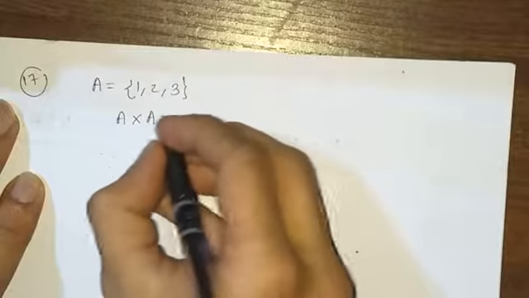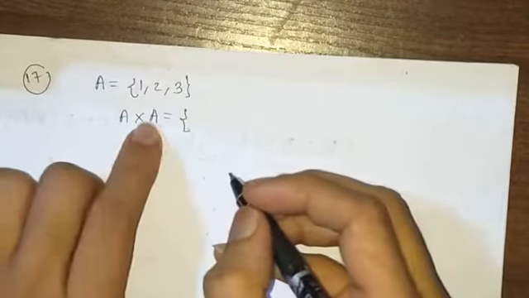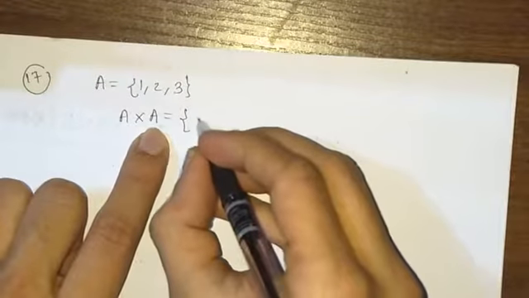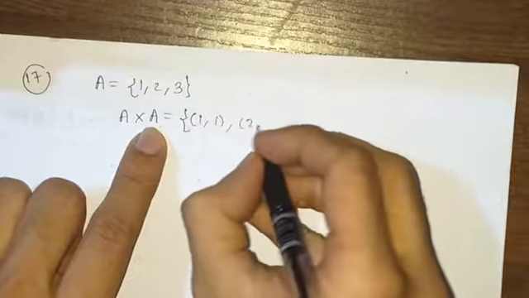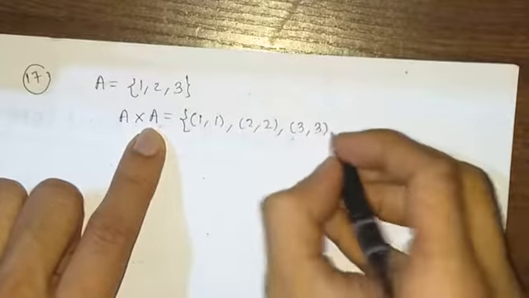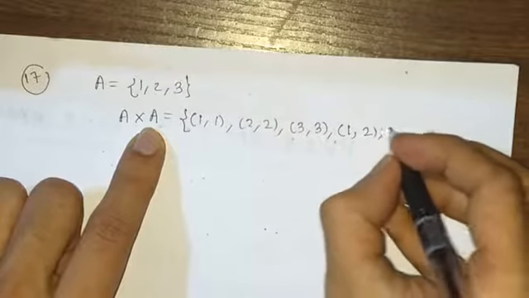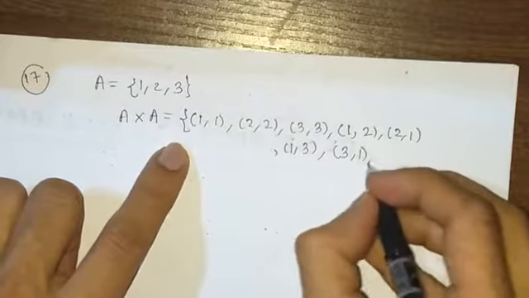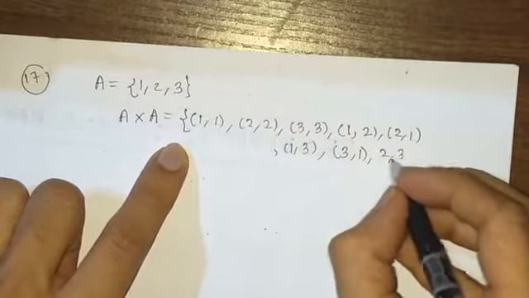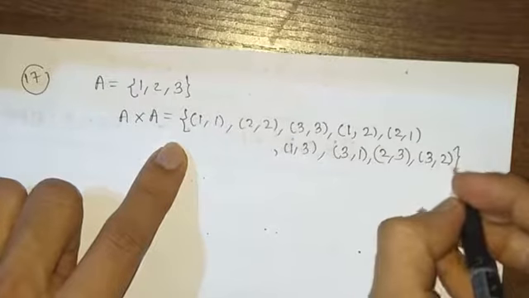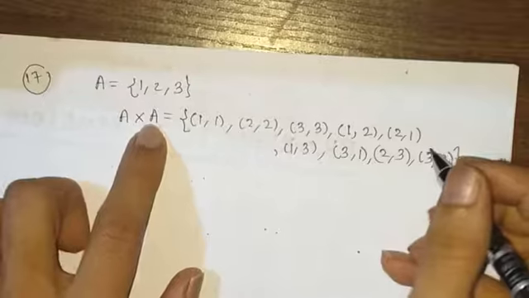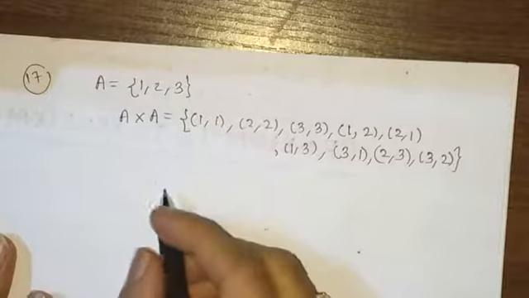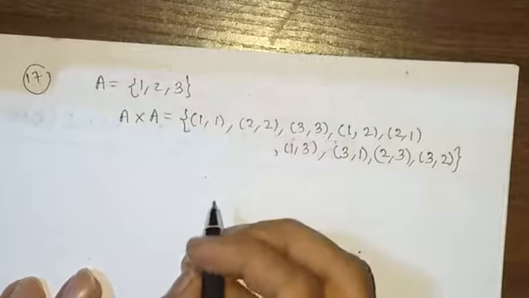So you look at A cross A, you always have to look at this set when you do this type of questions. So A cross A will be 1 comma 1, 2 comma 2, 3 comma 3, then 1 comma 2, 2 comma 1, 1 comma 3, 3 comma 1, then 2 comma 3, 3 comma 2. This is the Cartesian product A cross A. Now we have to look at the relations which satisfy the given condition of the problem.